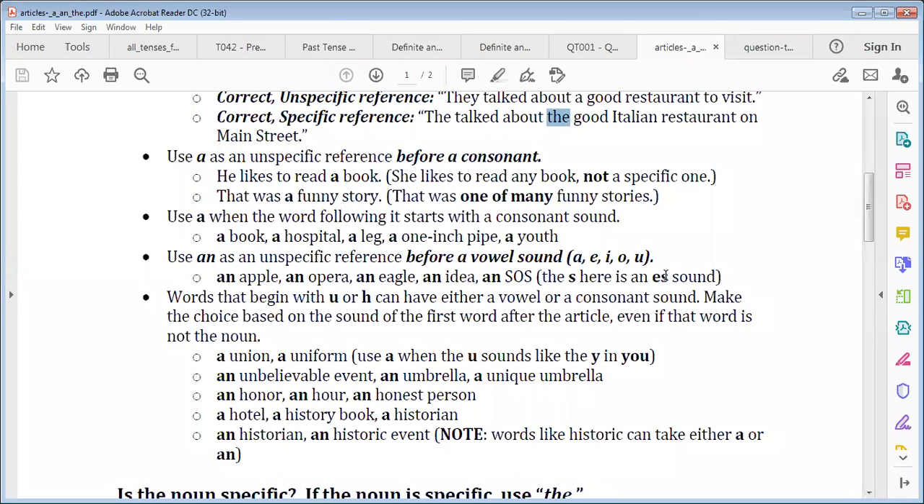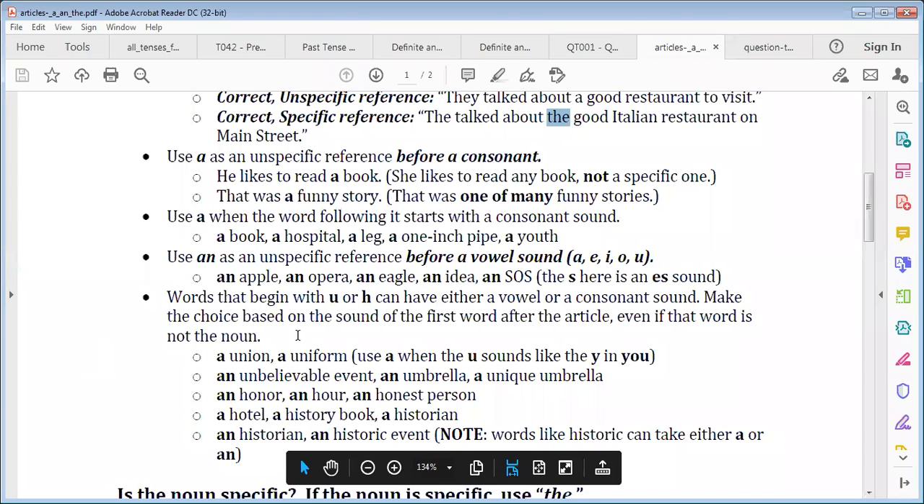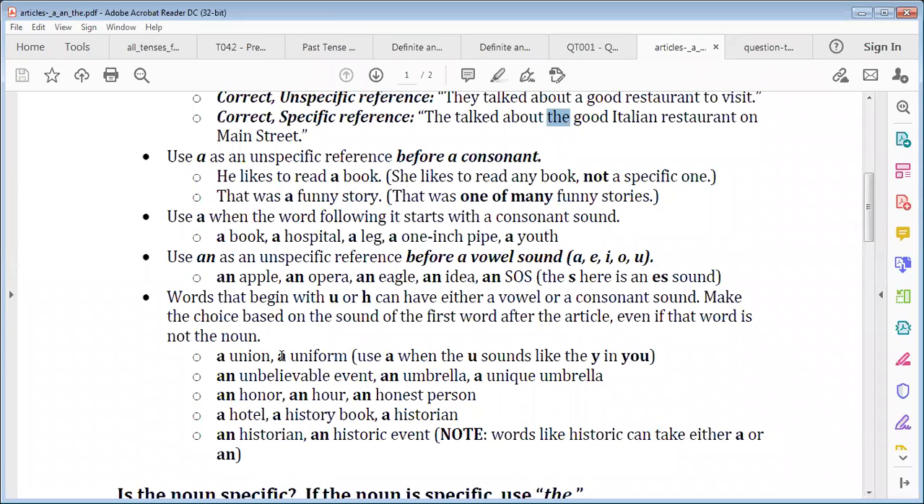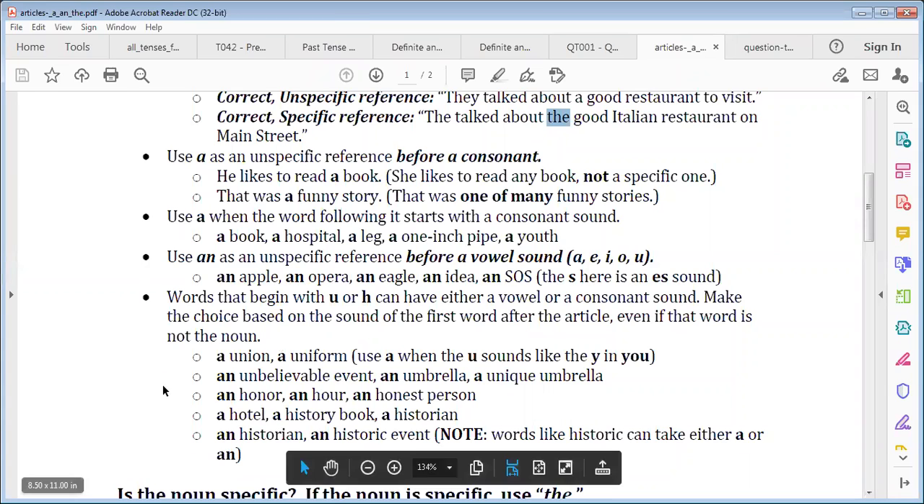Words that begin with U or H can have either a vowel or a consonant sound. Make the choice based on the sound of the first word after the article, even if that word is not the noun. For example, a union and not an union. Even if union, uniform, these words start with U, their pronunciation starts with a Y sound. A union, a uniform, a unicorn. Next, an unbelievable event, an umbrella, a unique umbrella. Unique, the sound is "yoo" and not a vowel. Umbrella sound is a vowel, that is why an umbrella.